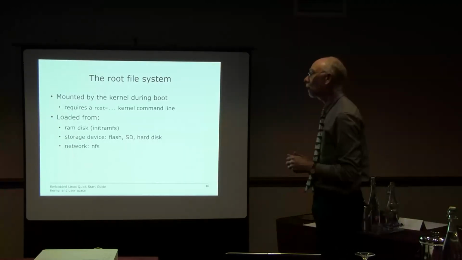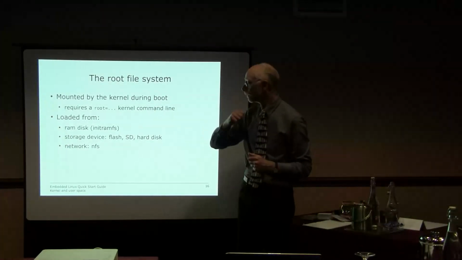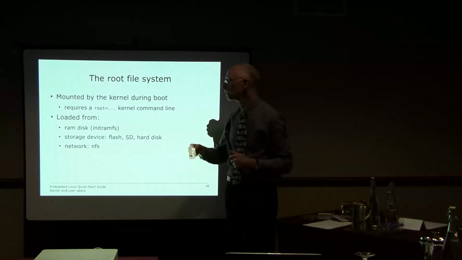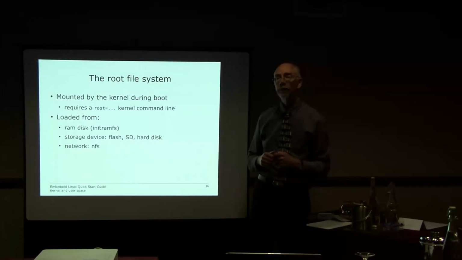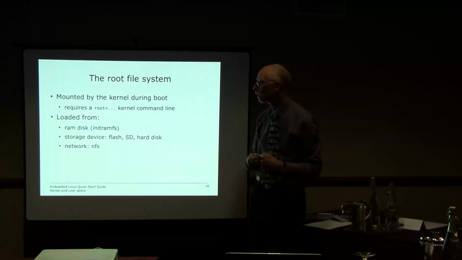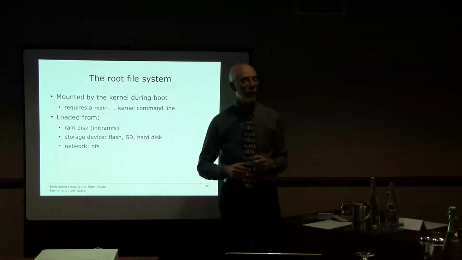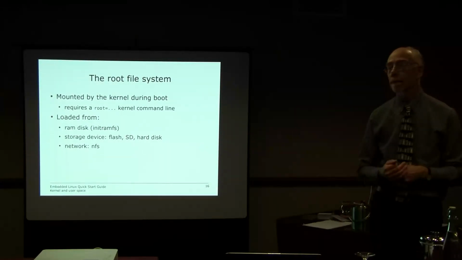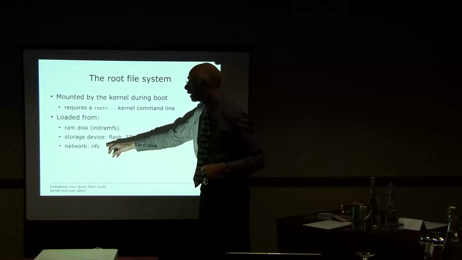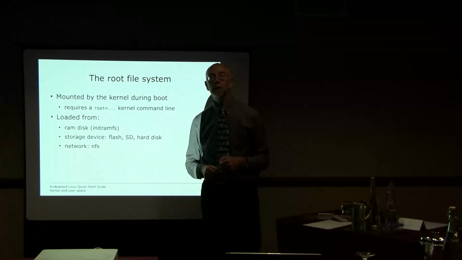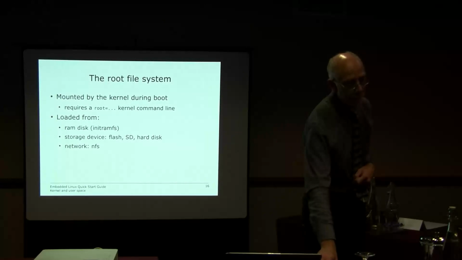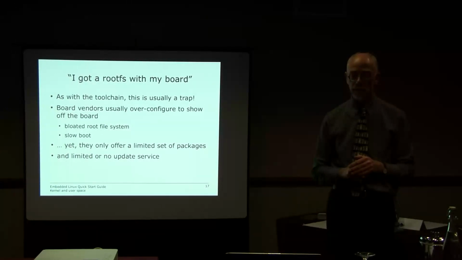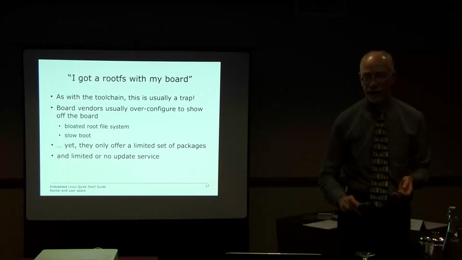Typical locations: RAM disk, some kind of storage device, usually some kind of NAND flash, possibly SD card, very rarely hard disk for embedded. Or we can use the network and mount a root file system using NFS, the network file system. And in fact, we're going to start off by using NFS, and then later on we'll use NAND flash. You can probably see where I'm going here.